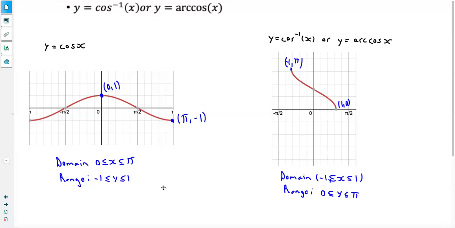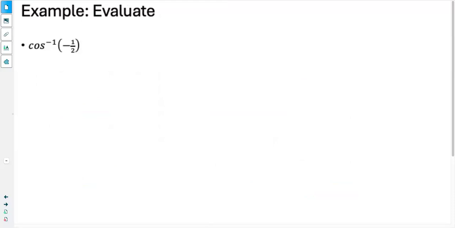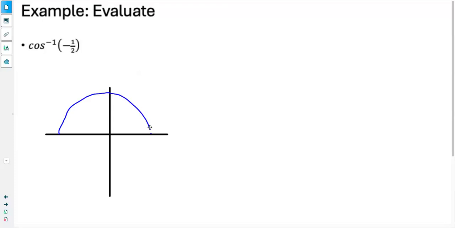Now, in terms of a unit circle, because we're going from 0 to pi, that would be this set. That would be these two quadrants here. So for example, evaluate cos negative 1 of negative 1/2. Now, like I mentioned, our domain is restricted. So we're looking at this section here.